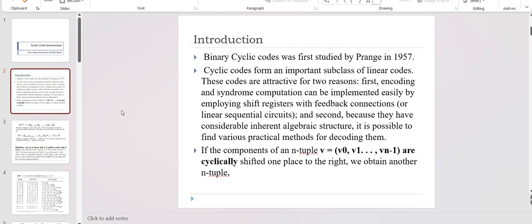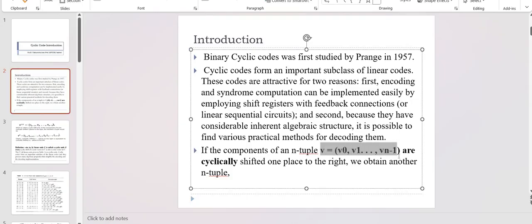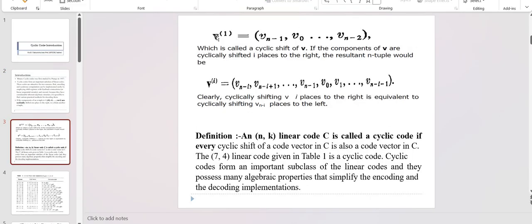So consider the cyclic vector, the n-tuple, which can be written in this format: v0, v1 up to v of n minus 1. Then you can consider the equation for the cyclic vector, that is v of n minus 1, v of 0 up to v of n minus 2, where your code can shift cyclically.